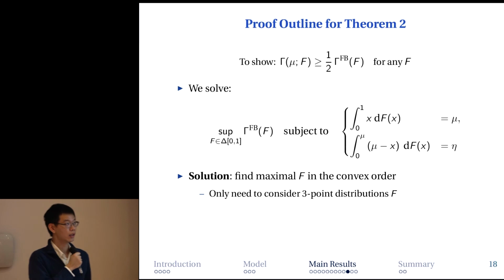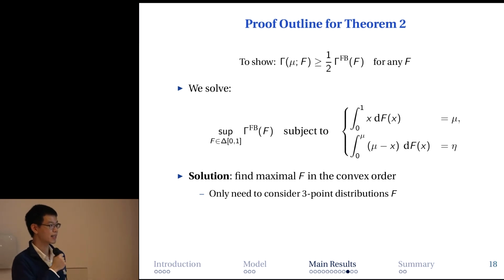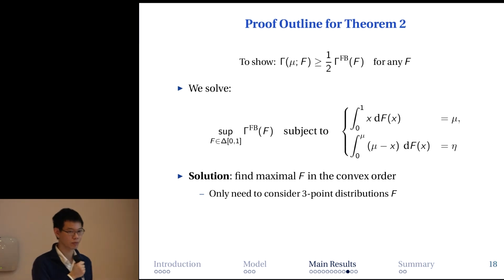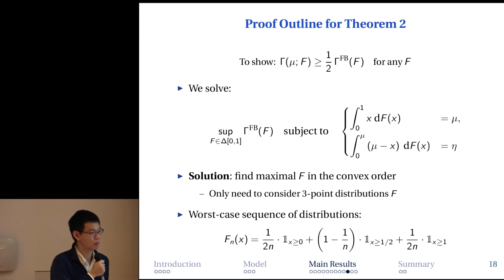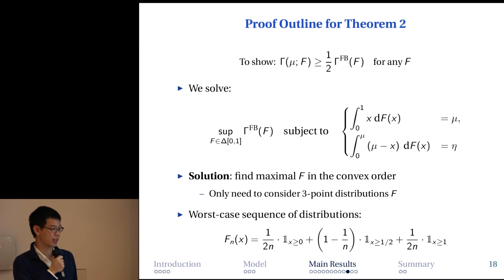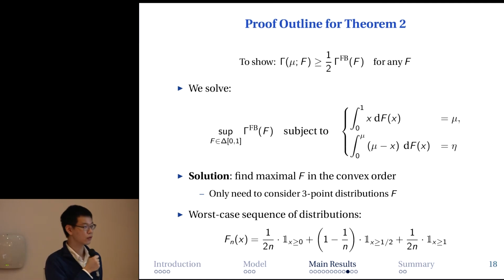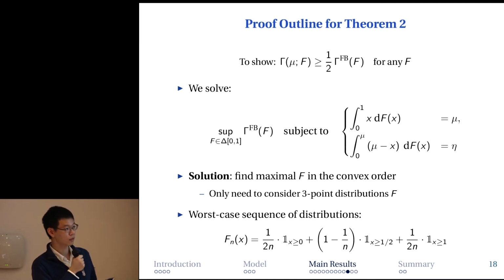Okay, so that simplifies our maximization problem. So we restrict attention to 3-point distributions, and solving a 3-dimensional maximization problem is easy, so I'll skip the details and instead just state the worst case sequence of distributions. The worst case sequence consists of 3-point distributions that are mostly concentrated at the mean of 1/2 and have vanishingly small mass at 0 and 1.